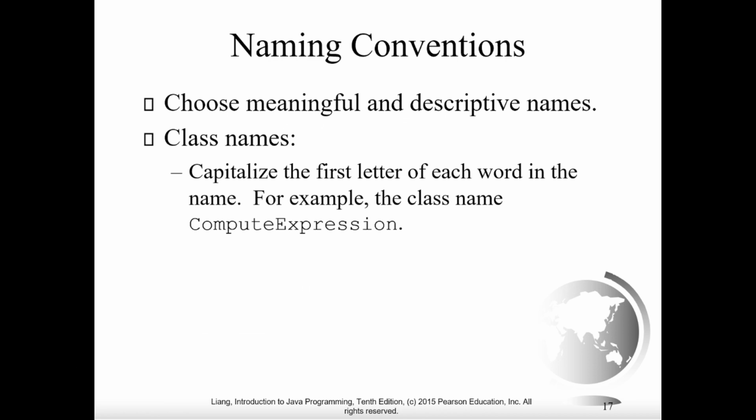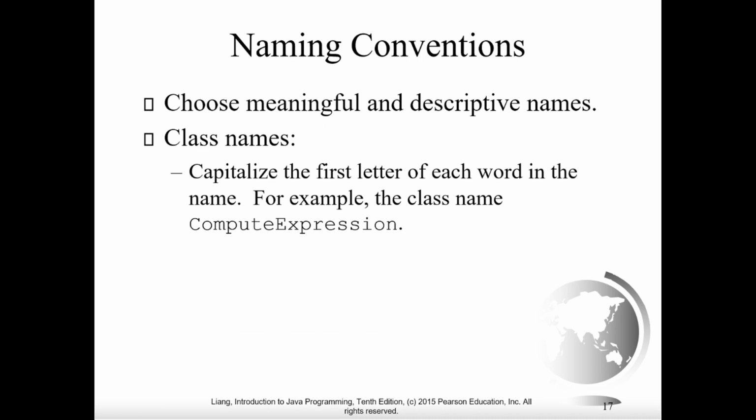For class names, one of the conventions is to capitalize the first letter of each word in the name. For example, the class name ComputeExpression. You'll notice this is actually two separate words, but it's very important that you know when to separate your words. If you want a class name to be descriptive enough to have multiple words, do not separate the words with spaces, because that will cause a problem for the compiler.